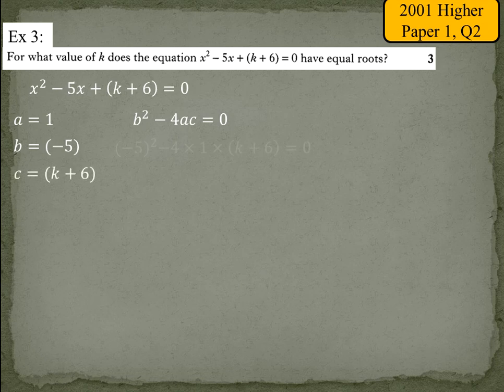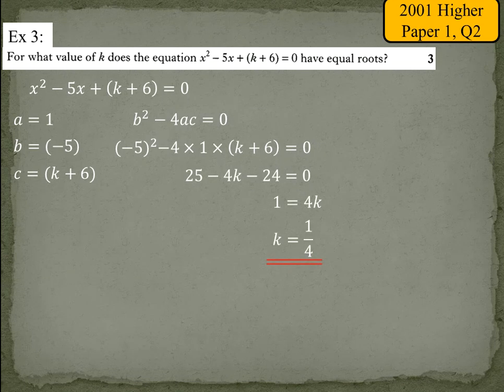So be prepared to include both of those, because you've then got to take care algebraically when you sub it into the discriminant and rearrange to solve for k. When you do rearrange, you get a k value of 1/4. So when k is 1/4, this x squared minus 5x plus k plus 6 equals 0 will have equal roots.